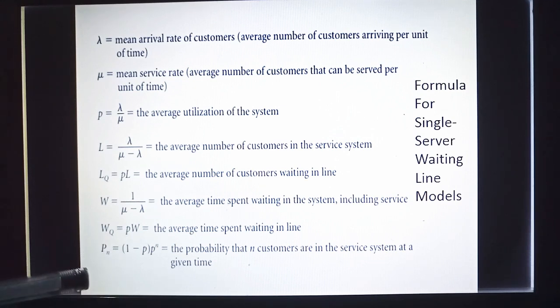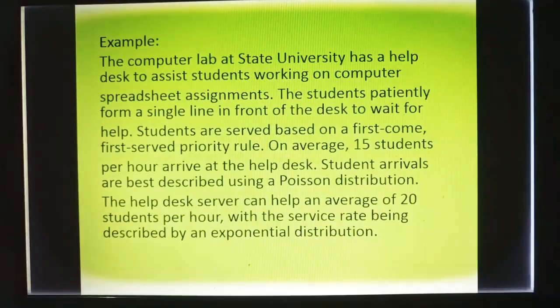And then Pn, this is the probability that n customers are in the service system at a given time. So these are the formulas for single server waiting line models. Very simple formulas. You have to divide, multiply, and then subtract.